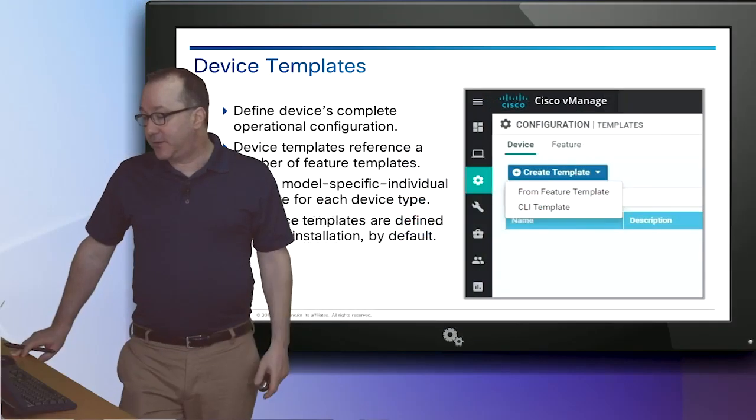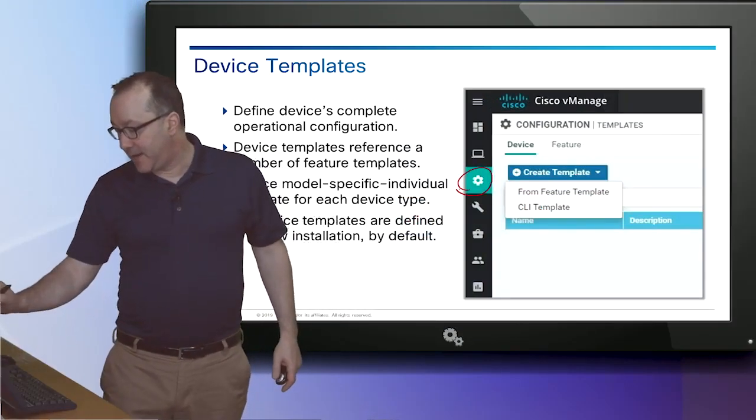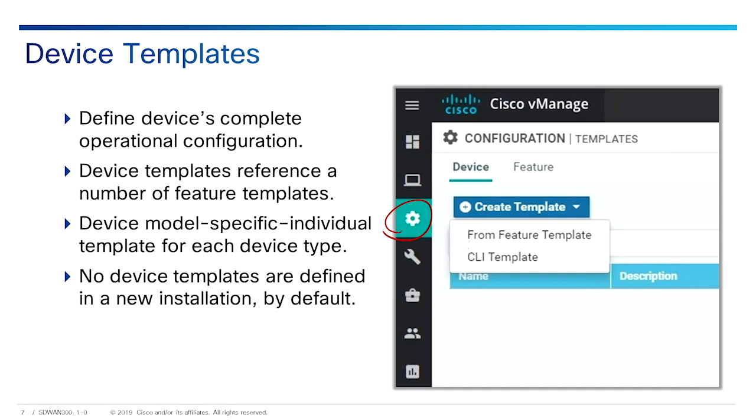So we define these under configuration templates. This little cog guy is configuration, and then you'll have an option for templates. And then we can create templates. So here's where we configure device templates, and here's where we configure feature templates.